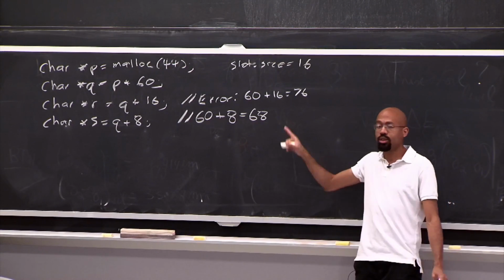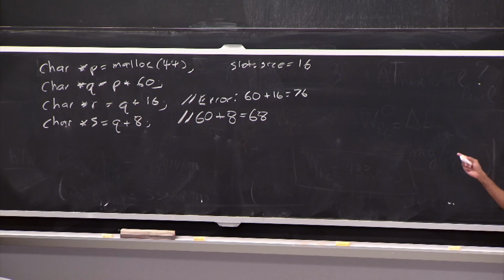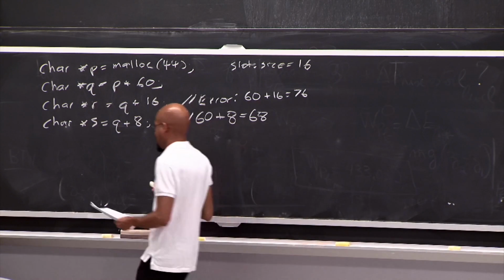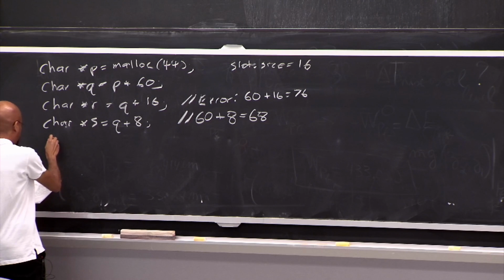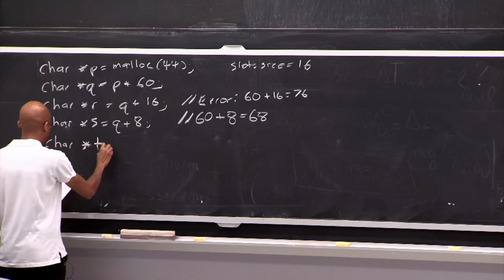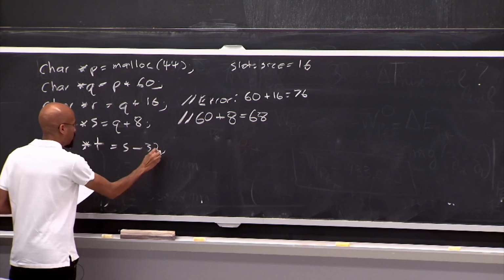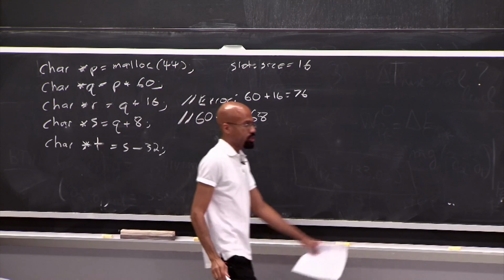But what we will do here is set that higher order bit on the pointer, so that if anyone subsequently tries to dereference this thing, it's going to cause a hard fault at that point. And then let's say the final thing that we do is declare another pointer, T, which is going to equal S minus 32.